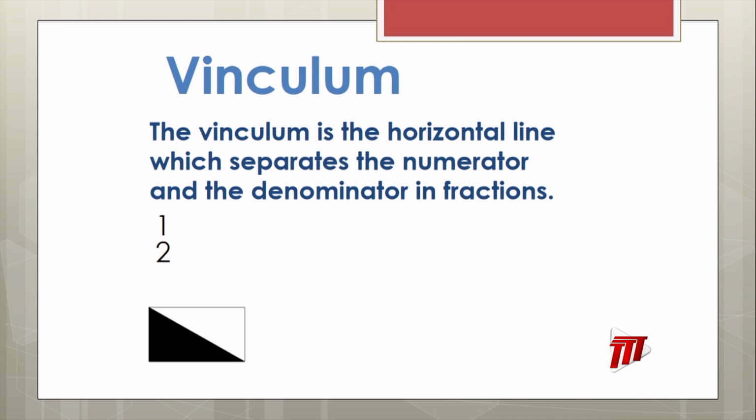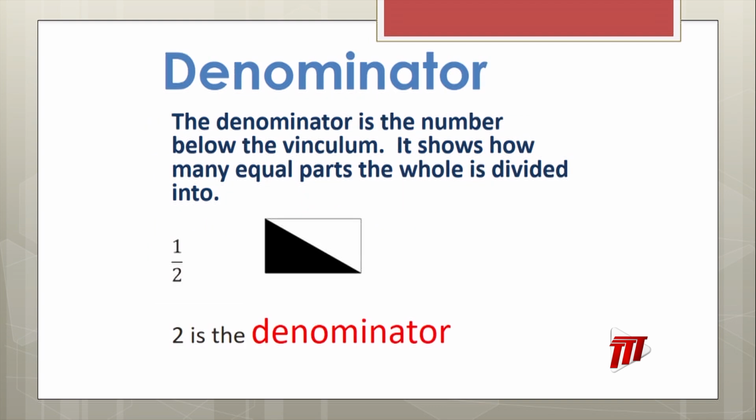What is the vinculum? The vinculum is a horizontal line which separates the numerator and the denominator in fractions. So if you look at this fraction here, are you seeing the vinculum? Oh, there it is. So that line is the vinculum. What is the denominator? The denominator is the number below the vinculum. It shows how many equal parts the whole is divided into.